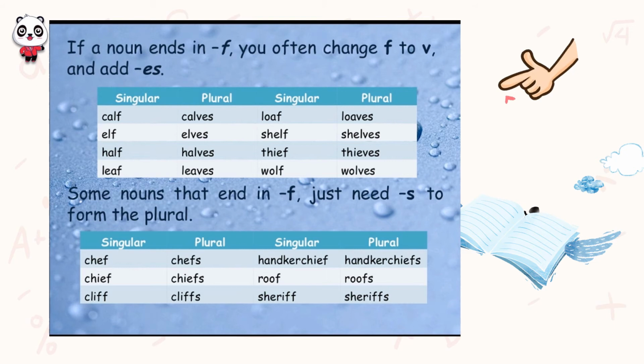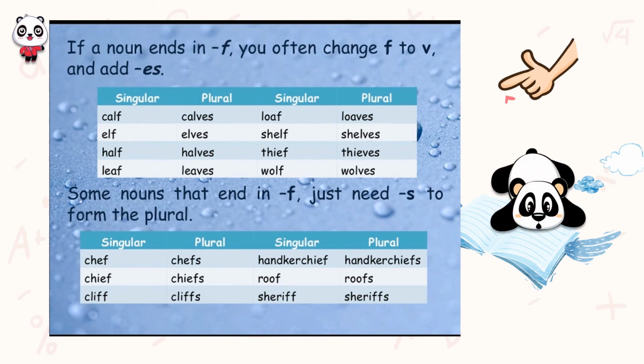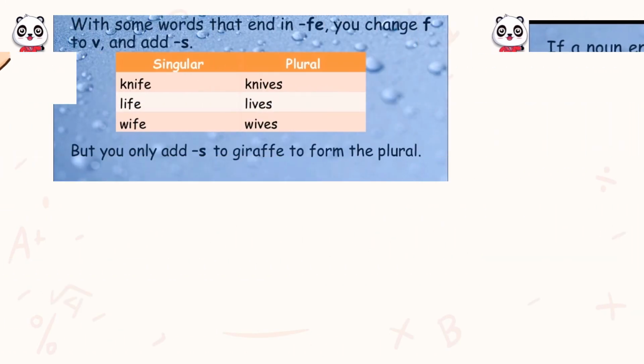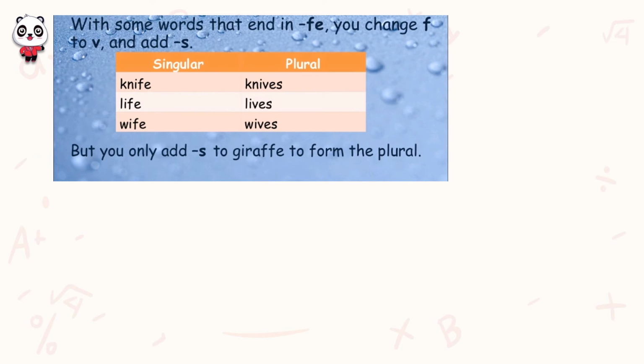Chef, chefs. Handkerchief, handkerchiefs. Roof, roofs. Words that end with fe, you change f to v and add s. Knife, change f to v and add es. Knives. Wife, wives. Life, lives. But you only add s to giraffe to form the plural.